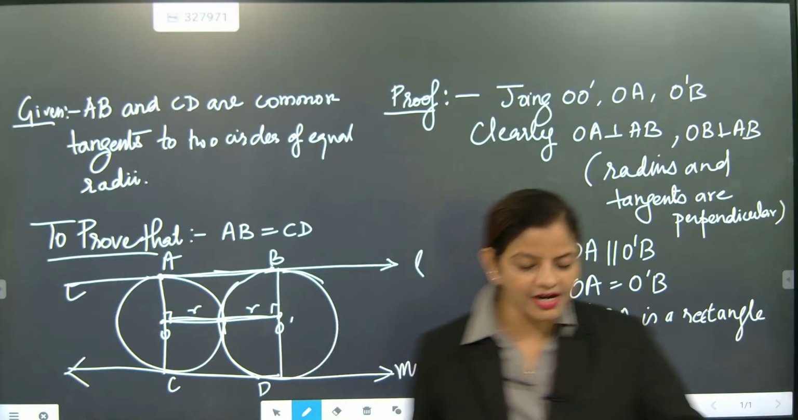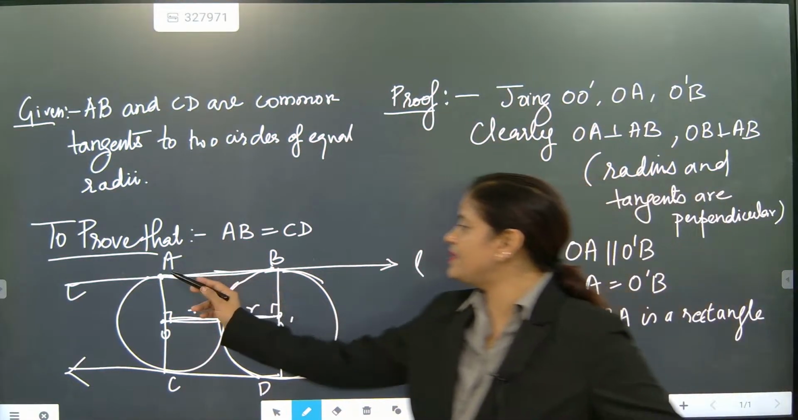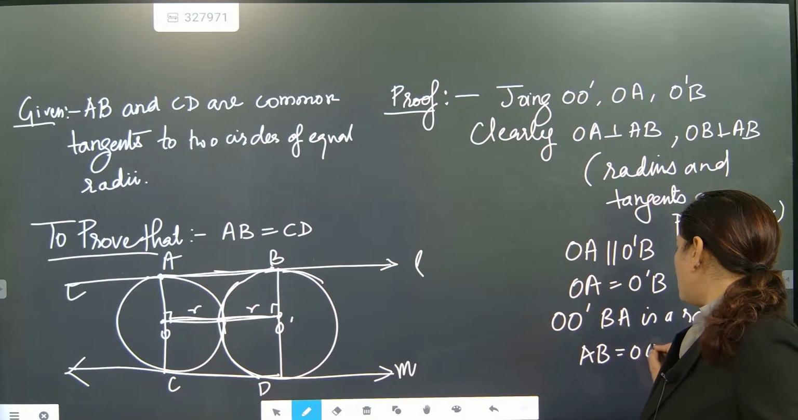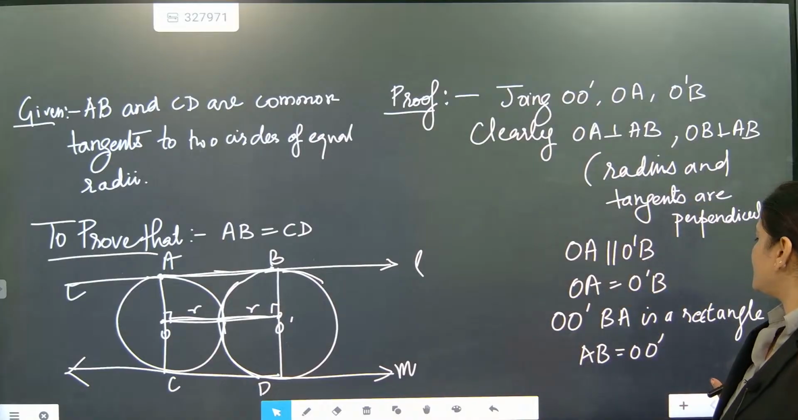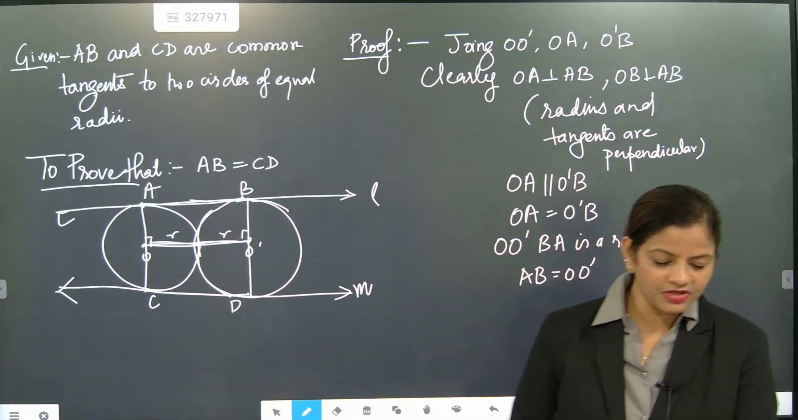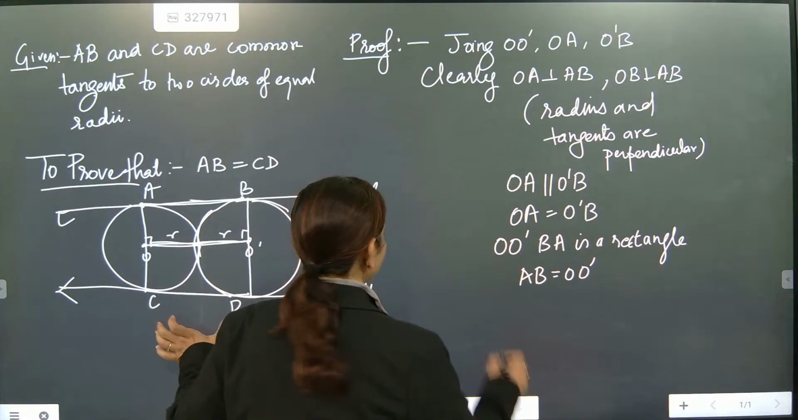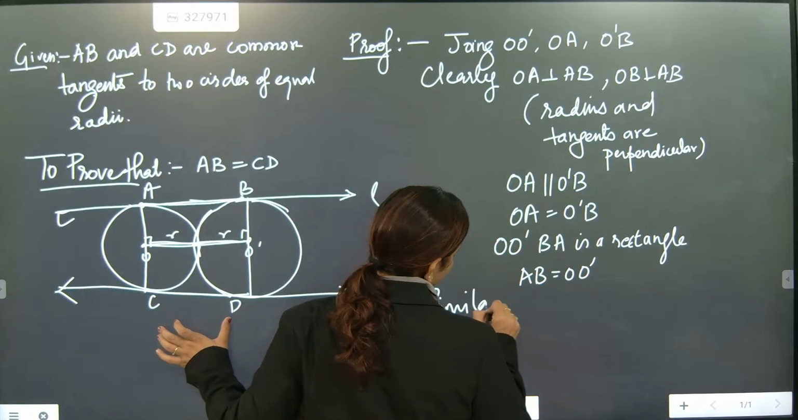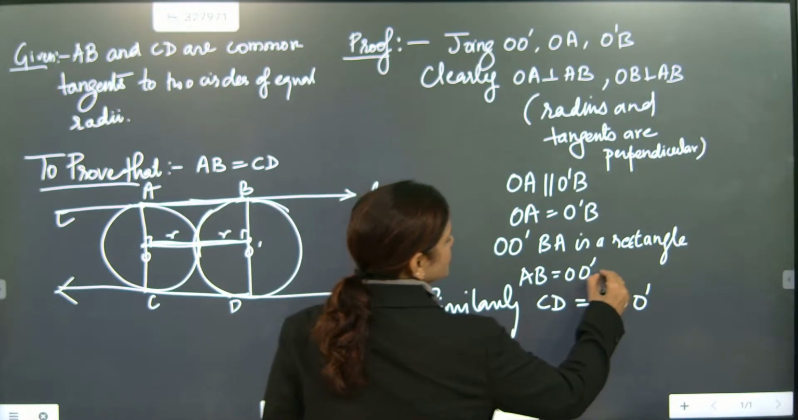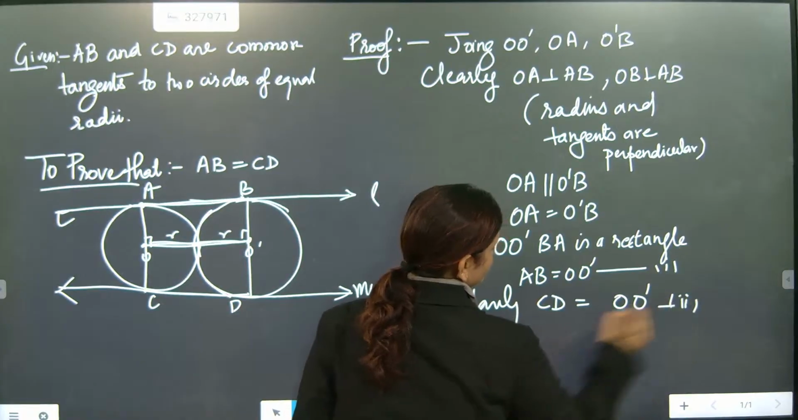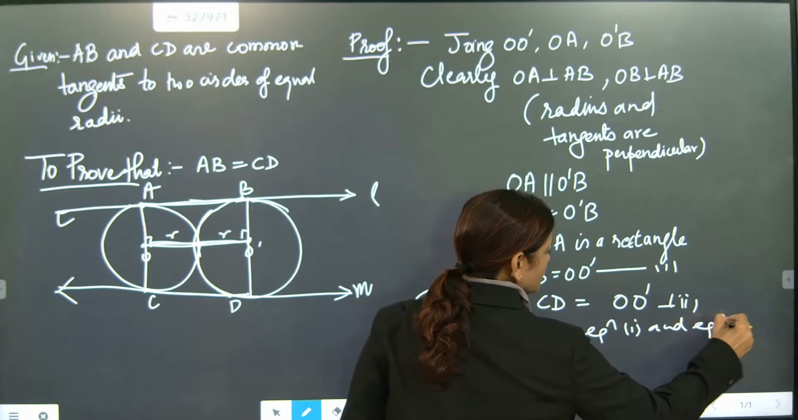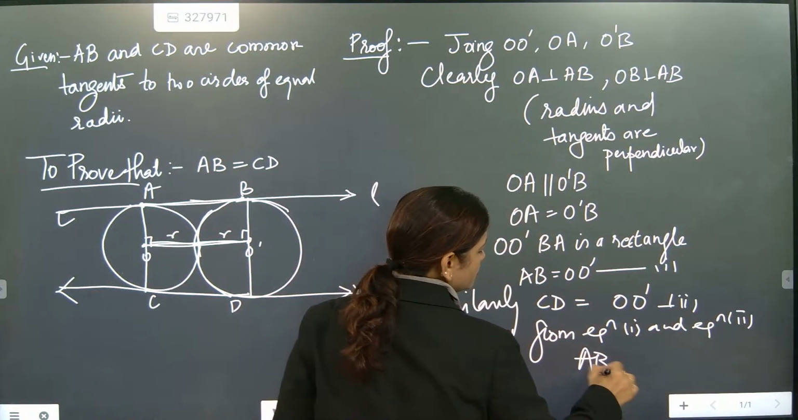Once you have written it as a rectangle, another important part is AB distance will become OO dash. So AB is equal to OO dash. This is one part we have done. Similarly we can say the statement that CD is equal to OO dash. So this will become equation 1 and this will become equation 2. So from equations 1 and 2, AB is equal to CD.